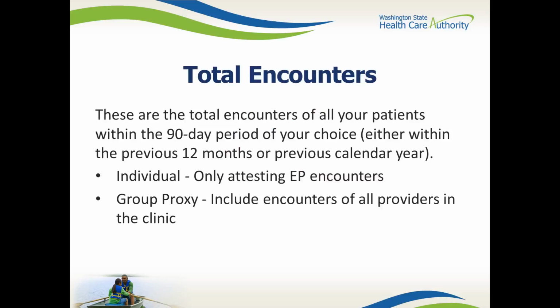What are your total encounters? Those are the encounters of all your patients within the 90-day period of your choice. This 90 days has to be either within the previous 12 months or the previous calendar year. When you're attesting as an individual, this will only be that particular EP's encounters. If you're attesting with group proxy, you must include the encounters of all professionals in your office that see clients, whether they're able to attest to the program or not.